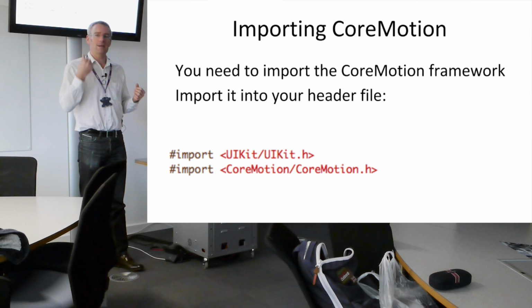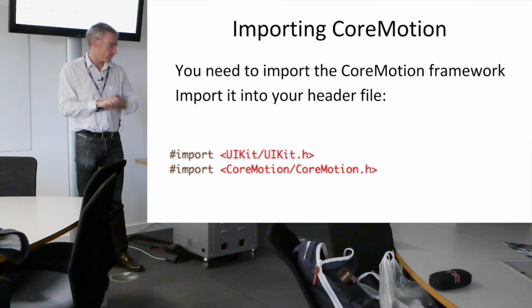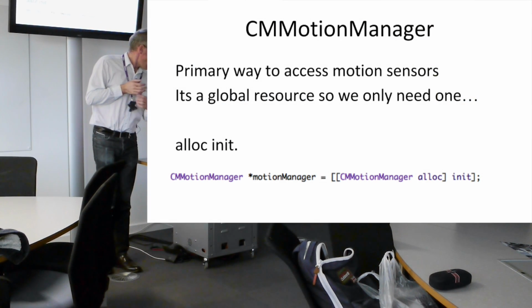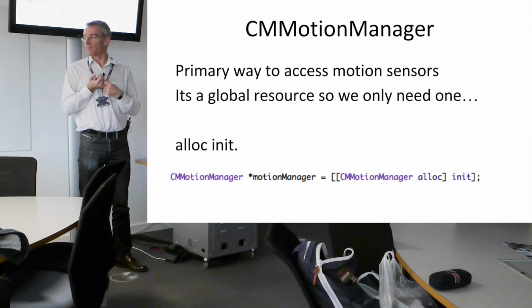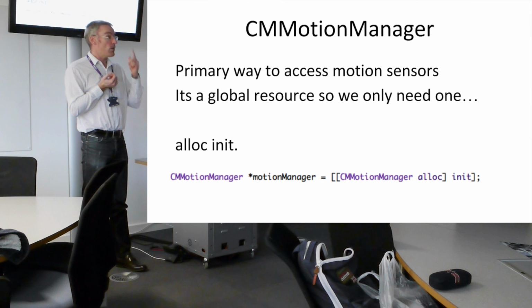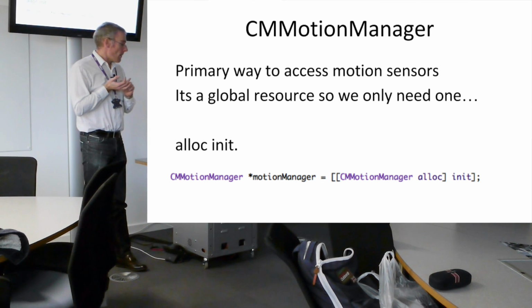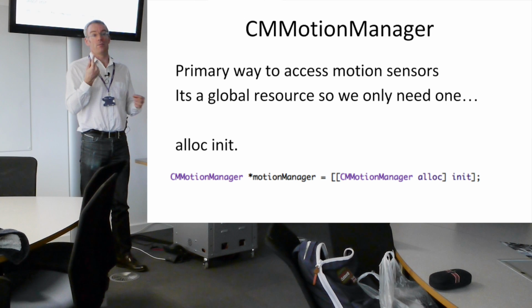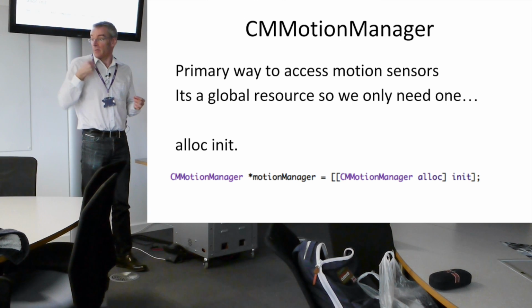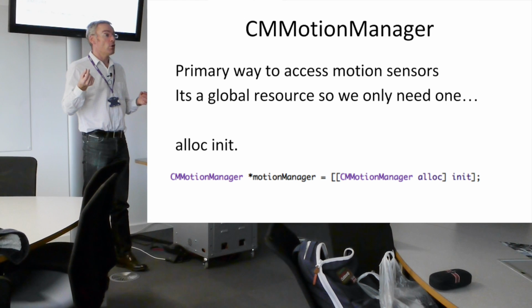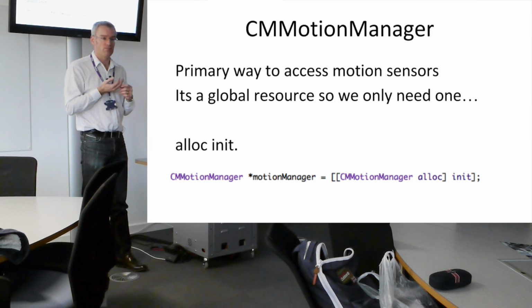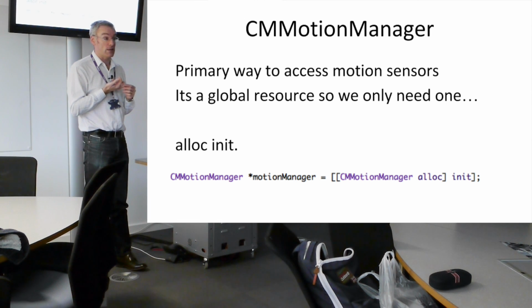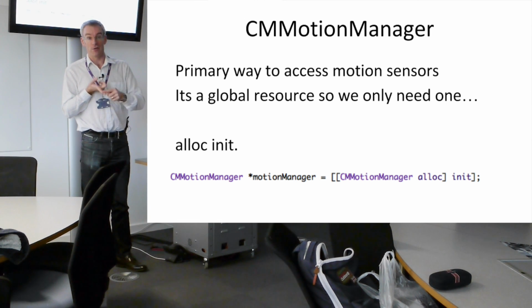There's actually only one key class you need to think about for this. One class gives you access to all the information. A CM Motion Manager object. That's all you need. Everything you need to access is in that one class. But you only need one of them. So in other words, you can set it as a property maybe in your application, or if you need to use it on multiple screens, maybe have it in your app delegate and access it through the app delegate.